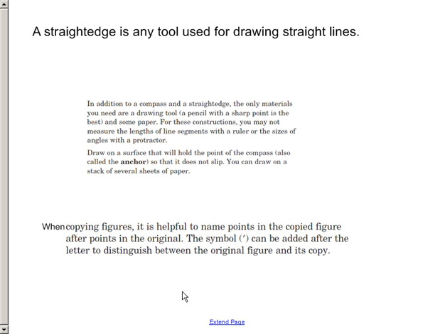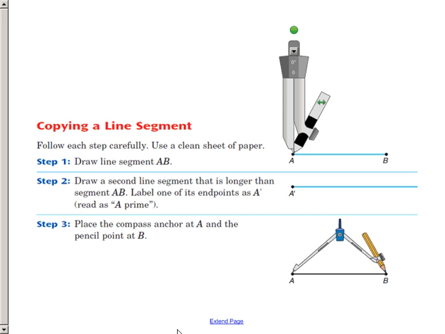So let's see what you'll be constructing. First of all, you're going to be constructing a line segment. Now, we know a line segment is the distance between 2 points, and typically if you had to make a line segment, you'd measure the first one and draw a second one right under it. But you are not going to be measuring with a ruler. You're going to be using your compass.